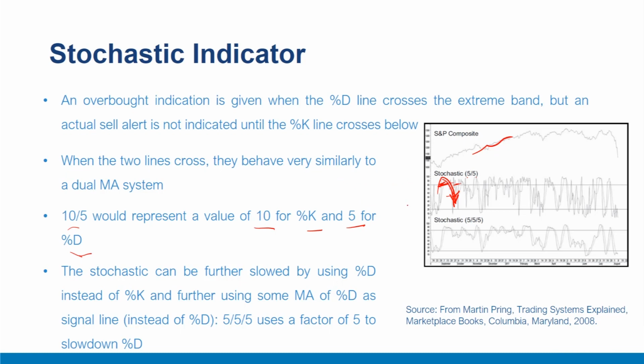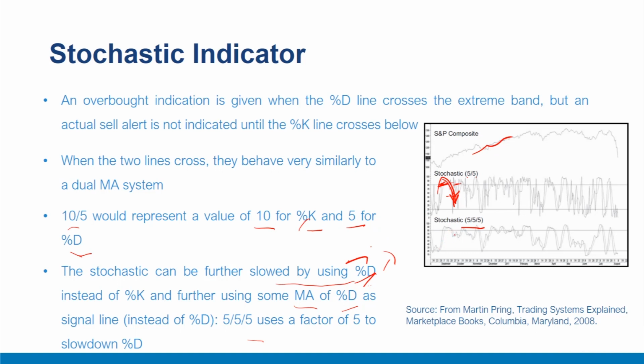Also, you can further slow down the stochastic by creating a 5-5-5 system. That means instead of using the percent K line, you can further slow down by using the percent D line, which replaces the percent K, and then percent D is further smoothened by using some kind of MA, maybe a 5-day moving average of percent D. So there's another dual system. Instead of using percent K, we use percent D and its moving average, which is a further slowed down stochastic.